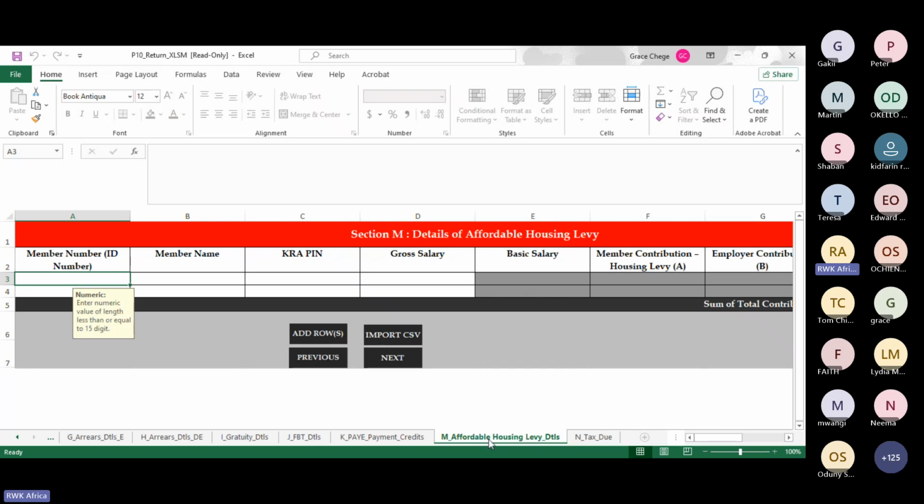So we've said employees details, we've included people with disability, the car benefit and affordable housing. And then now the sheet N of tax due remains as it is. So those are some of the changes that have been made on PAYE. Now let us look at the new simplified PAYE templates.